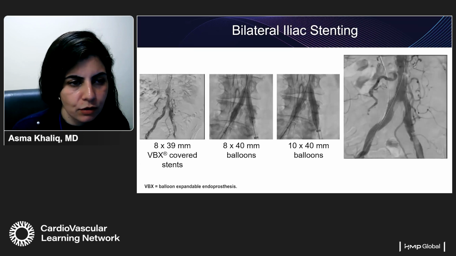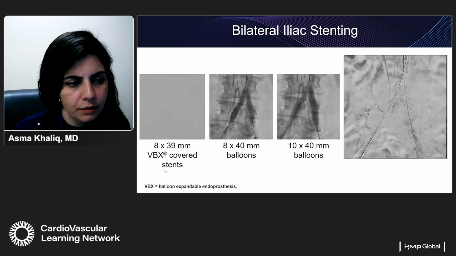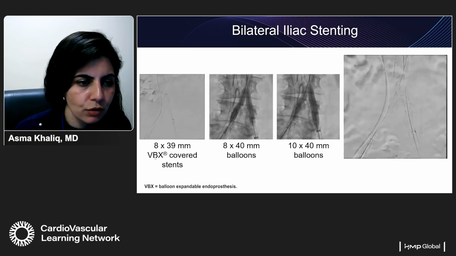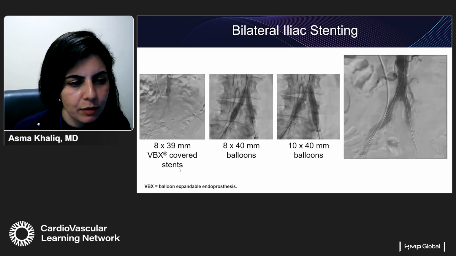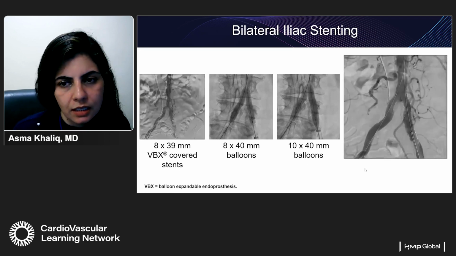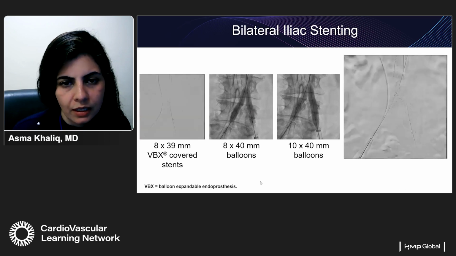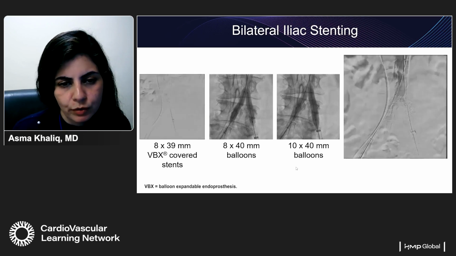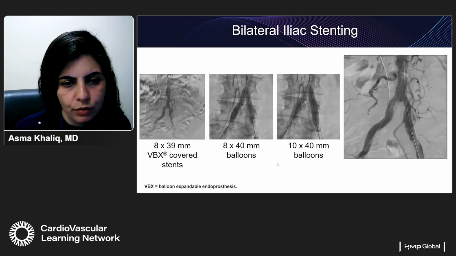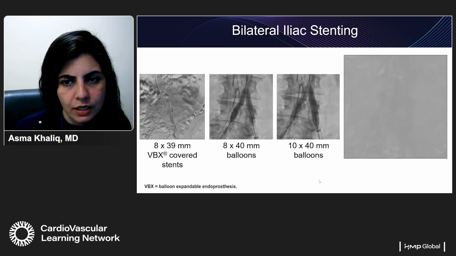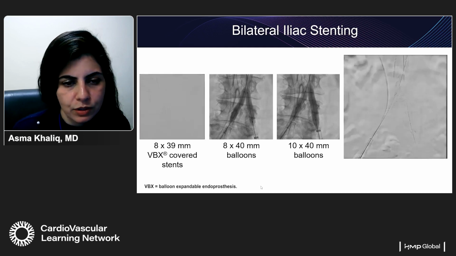At the end of the case, we basically put bilateral 8 by 39 millimeter BBX stents and did a kissing stent technique. After which we post-dilated first with the 8 and then with the 10 millimeter balloons. And here you can see excellent results.